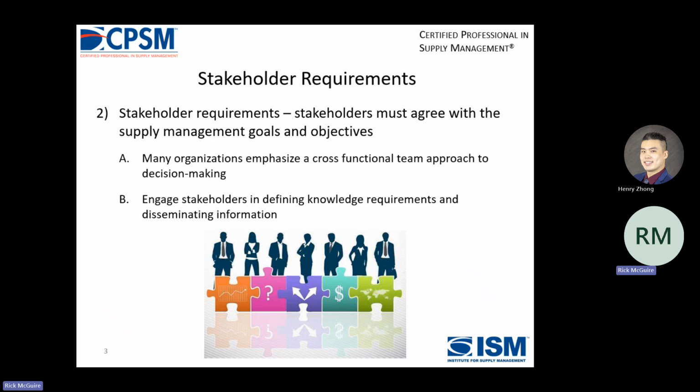Stakeholder requirements. Stakeholders have to agree with supply management goals and objectives, otherwise you've got a problem. And many organizations embrace a cross-functional team approach to decision-making. I find that surprising, but okay. And engage stakeholders in defining knowledge requirements and disseminating information. I think they use a cross-functional team to gather information. I don't think it's decision-making, though.